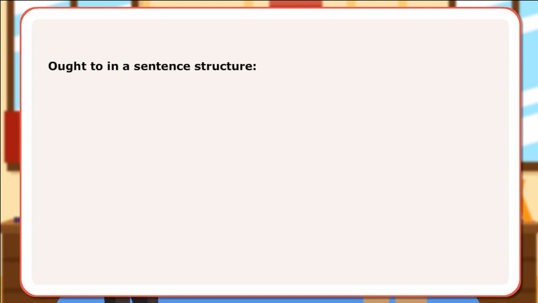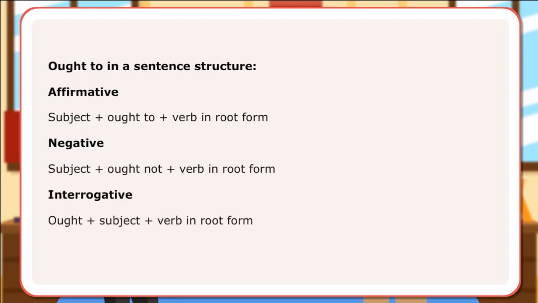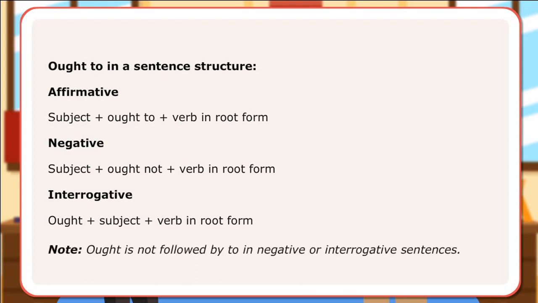Ought to in a sentence structure. Affirmative: subject plus ought to plus verb in root form. Negative: subject plus ought not plus verb in root form. Interrogative: ought plus subject plus verb in root form. Note: ought is not followed by to in negative or interrogative sentences.